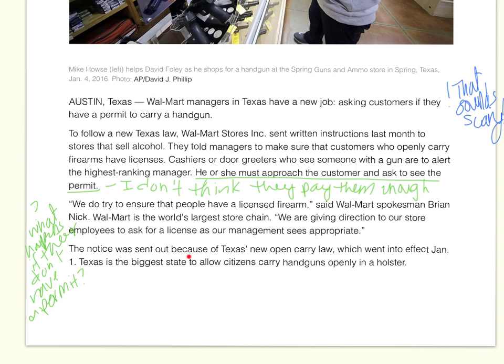The notice was sent out because of the Texas's new open carry law, which just went into effect January 1st. Texas is the biggest state to allow citizens to carry handguns openly in a holster.